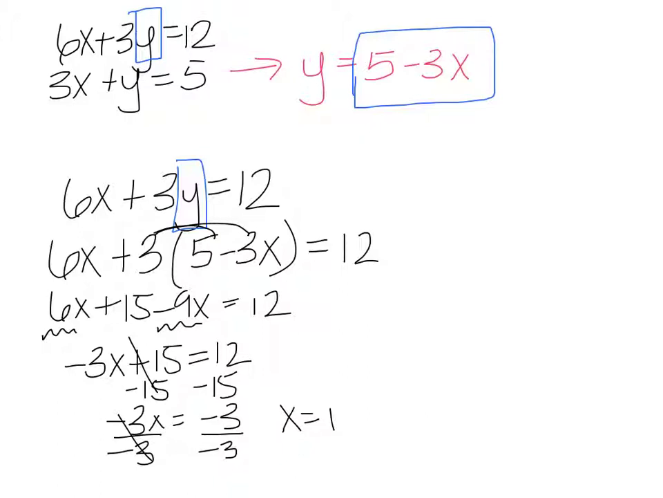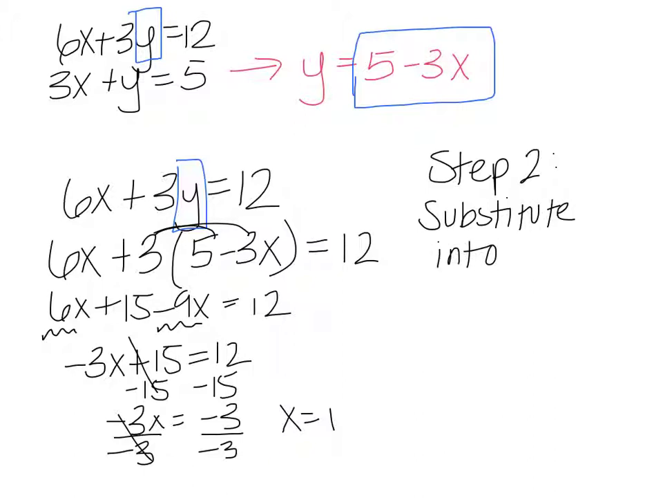Okay, so let me summarize what we did. The first step, we picked one equation with a single variable and we isolated that variable. In step 2, substitute into the other equation. Remember, we started with the bottom equation, so we plugged it into the top equation.